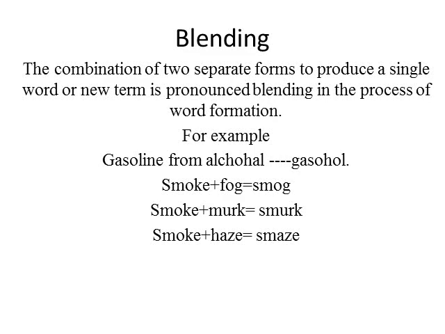After discussing the process of compounding and the nature of compounding in word formation, now the second category is blending in the process of word formation. So we need to elaborate the concept: what is blending? The combination of two separate forms to produce a single word or new term is called blending in the process of word formation. It means we merge a single word or a new term with an existing one.